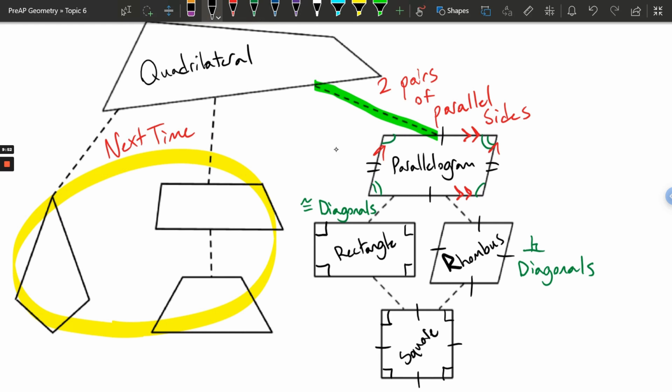So that's how the tree works. You kind of follow it upwards. We will finish this family tree next time. But for now, let's head back to the notes and do a couple of examples with my special parallelograms.